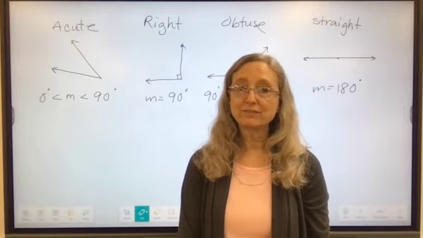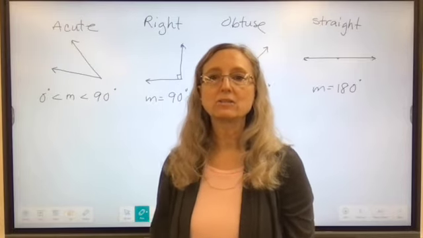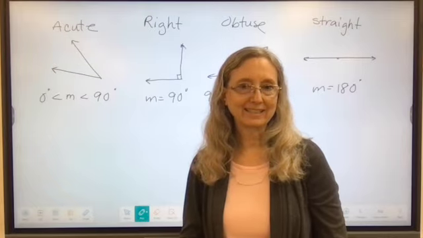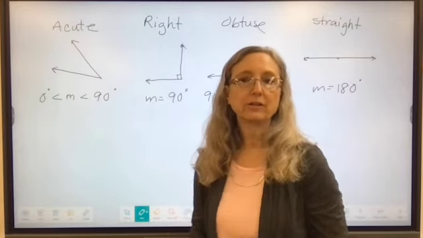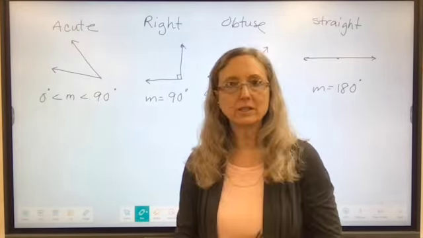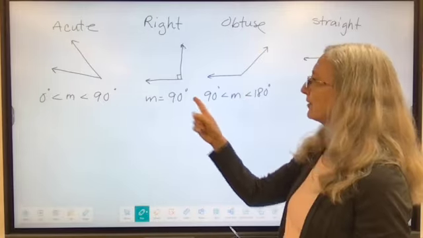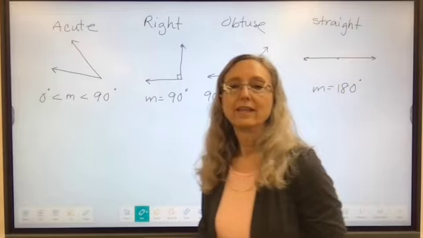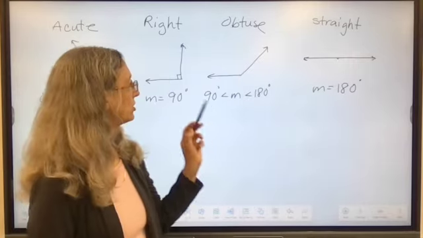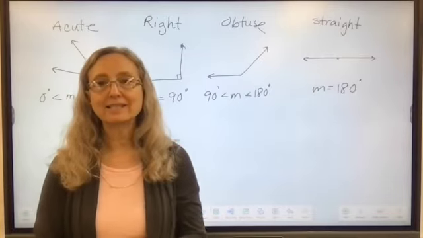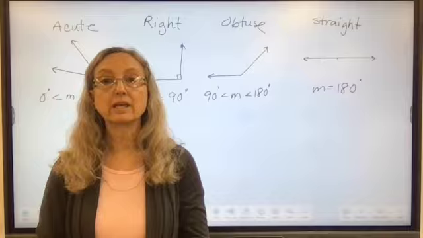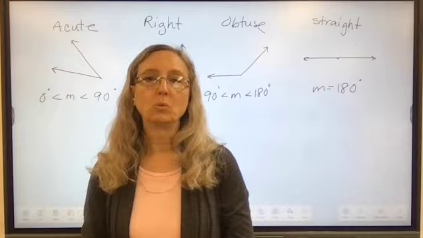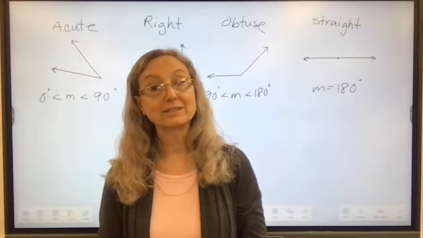Angles can be classified into four basic categories. We say angles are acute if their measure is between 0 and 90 degrees. Then they are acute, and you can remember that because they're just a cute little angle. They are right if they are exactly 90 degrees. They form a perfectly square corner. They are obtuse if they are larger than 90 degrees but less than 180 degrees. And straight angles are exactly 180 degrees, or they're basically a straight line.